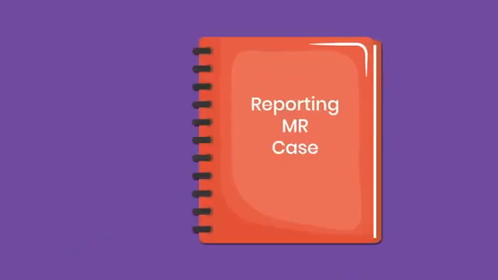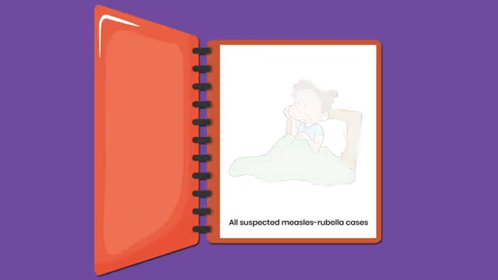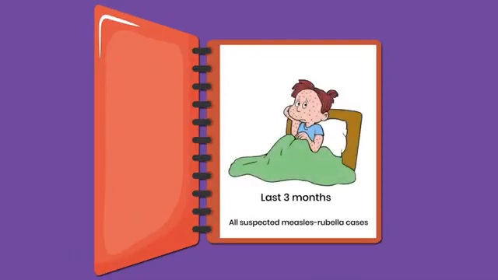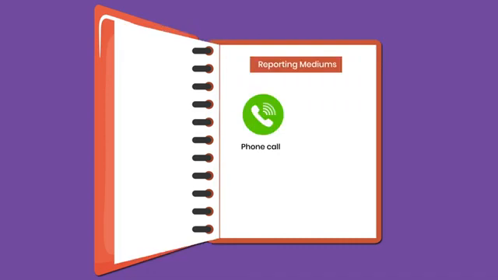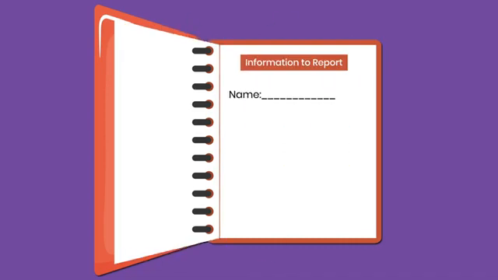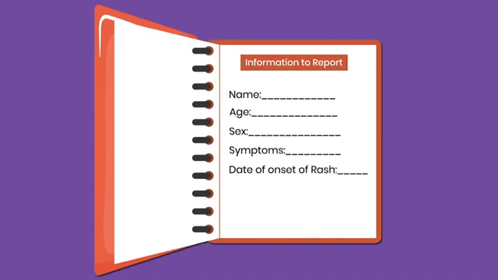All suspected measles-rubella cases with onset of rash within the last 3 months should be immediately reported to the district immunization officer or surveillance medical officer of WHO, NPSP by phone call, WhatsApp, email, SMS. Name, age, sex, symptoms, date of onset of rash, address and mobile number of the patient should be shared.